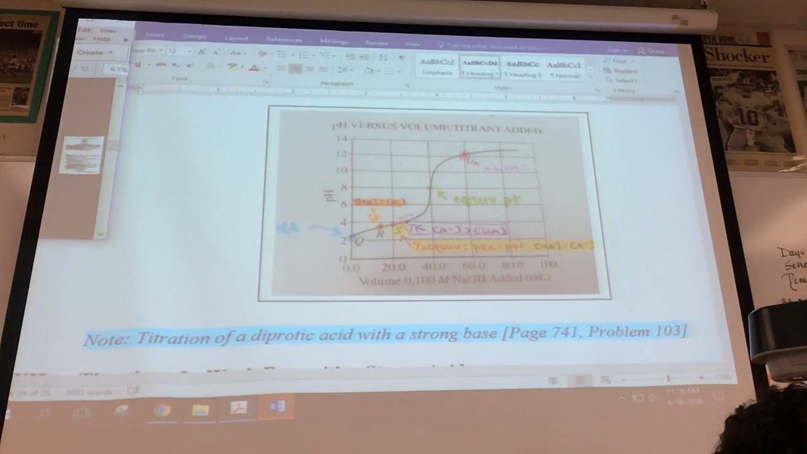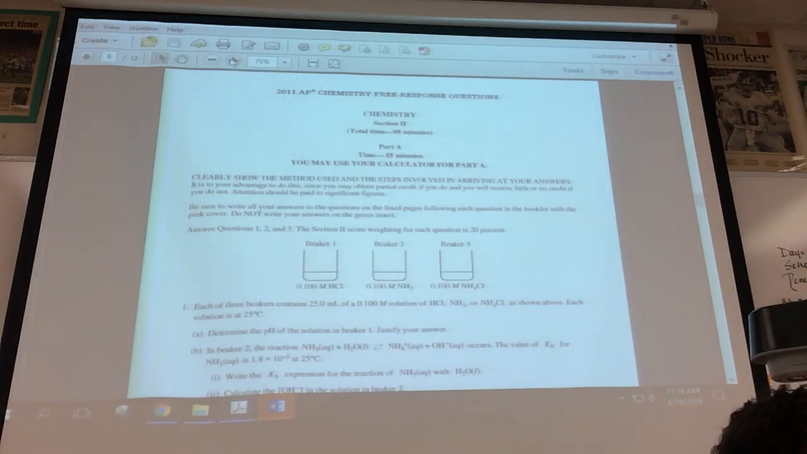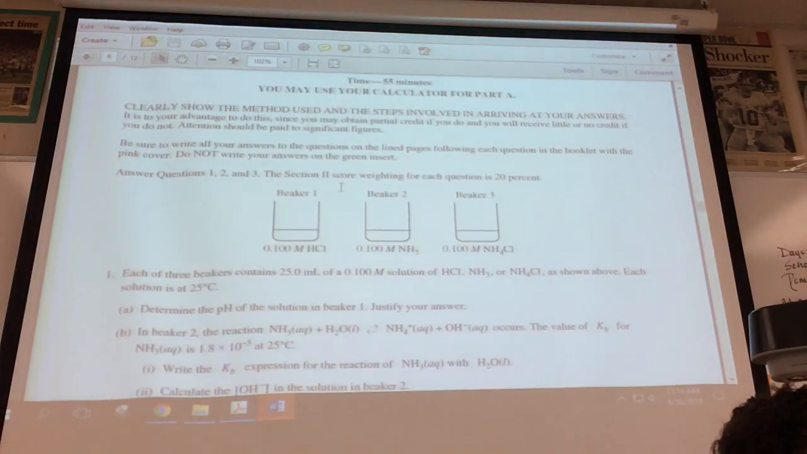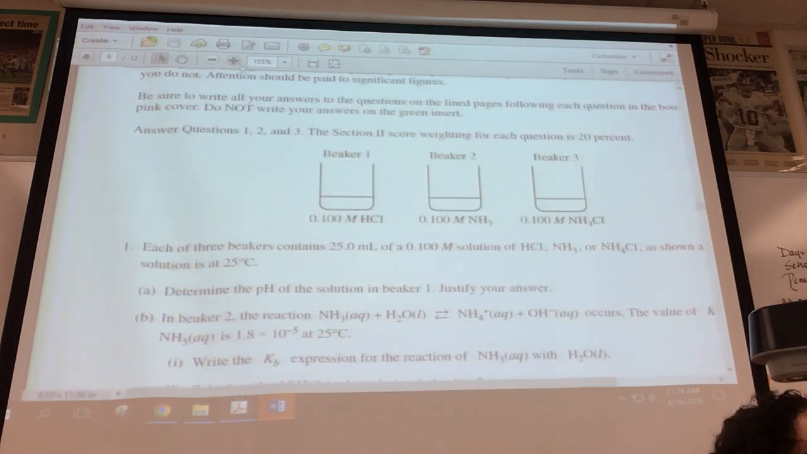I thought that this question would be good. It's an older question, but it makes you think. Let's see if we can't work through a couple of critical pieces here. This is an older question, so the timing, the format, a little bit different, but not too bad.